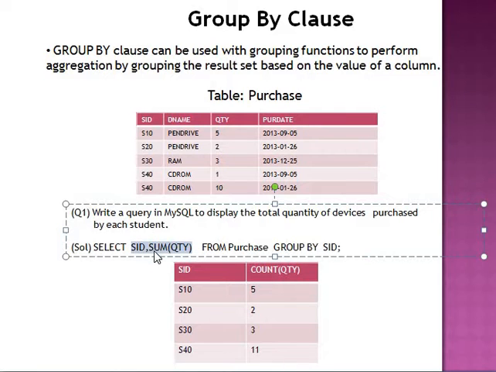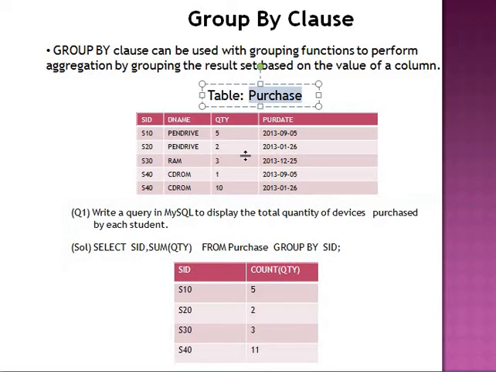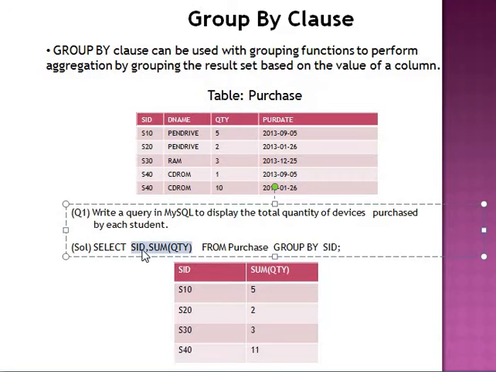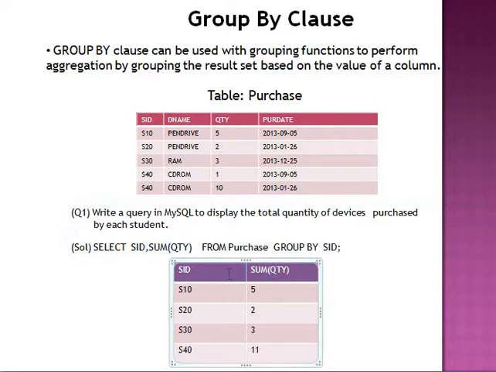Now I shall be selecting these two columns from the table purchase, which is this table. Now after selecting SID and sum of QTY, these two column entries show up in the output table like this. Now the SID with the entry S10 is occurring only once. So the total quantity of devices purchased will be 5 for S10. This shows S10 for SID and 5 for sum of QTY.